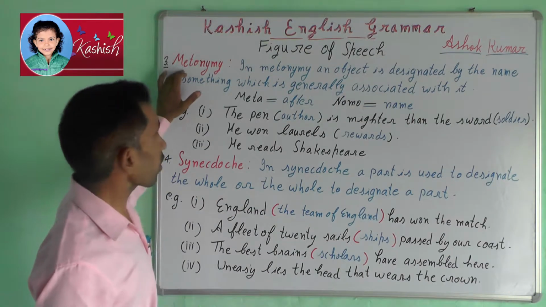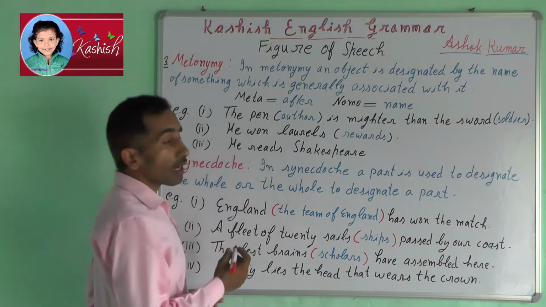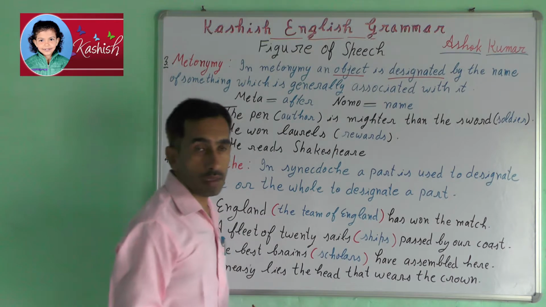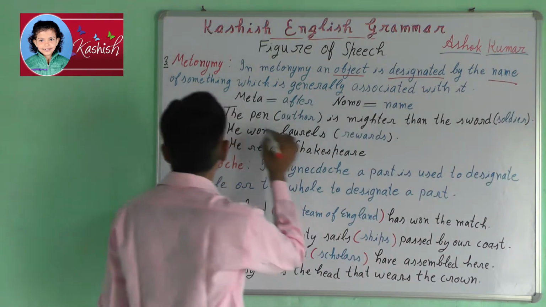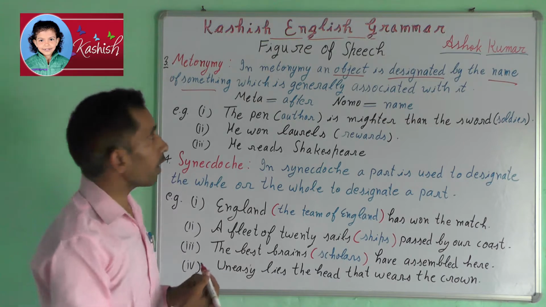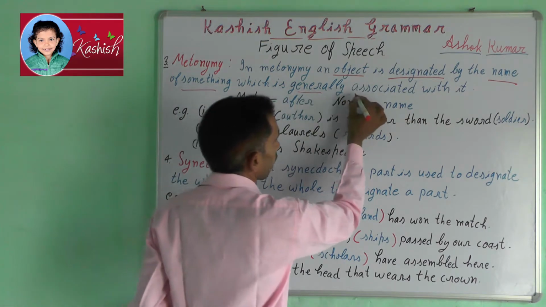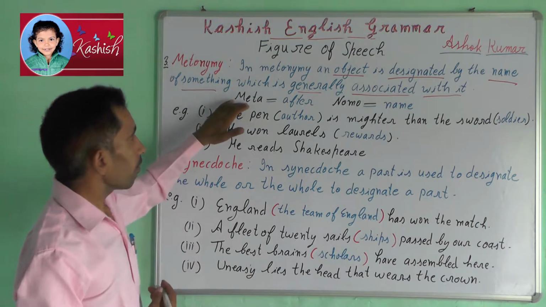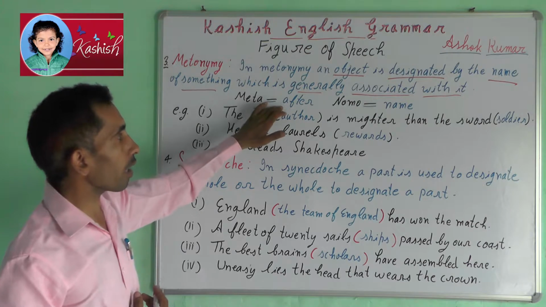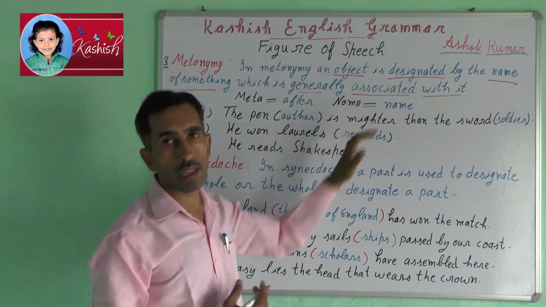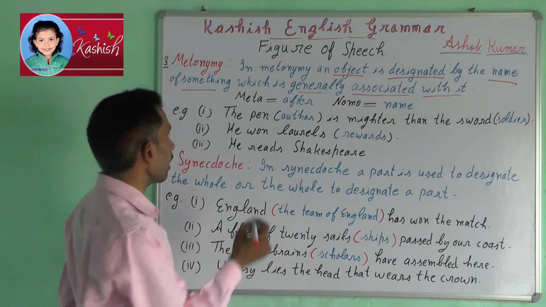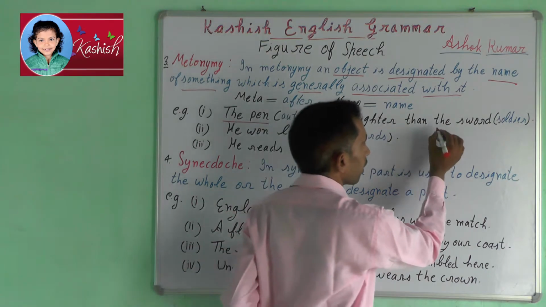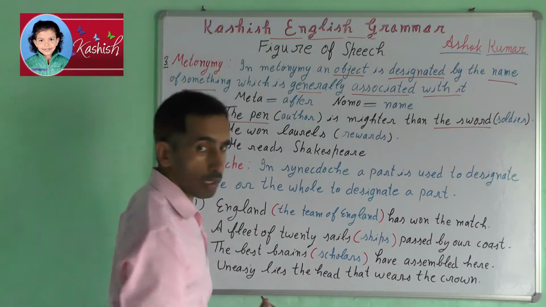Third, metonymy. In metonymy, an object is designated by the name of something which is generally associated with it. Here, meta means change, and onoma means name. For example, the pen is mightier than the sword.